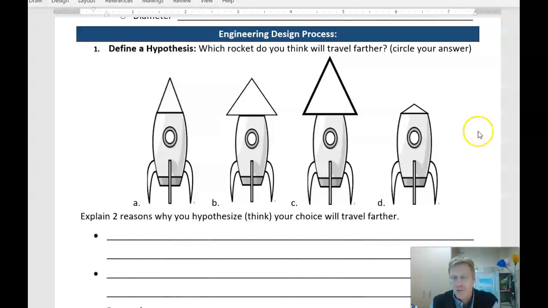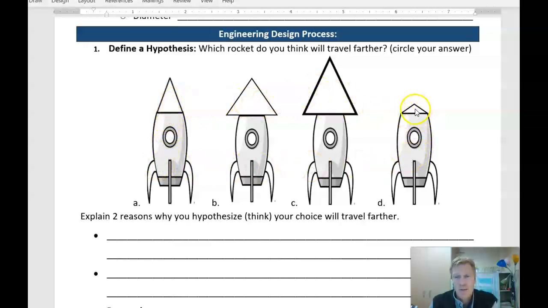This is using your prior knowledge. What is your best guess? Define a hypothesis. Which rocket do you think will travel farther? Circle your answer. From the diagram, you can see that there are different nose cones. Everything else should be the same. So different size nose cones.